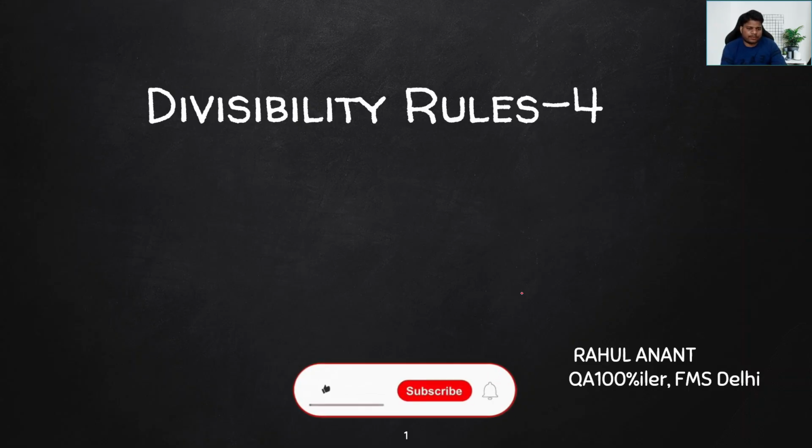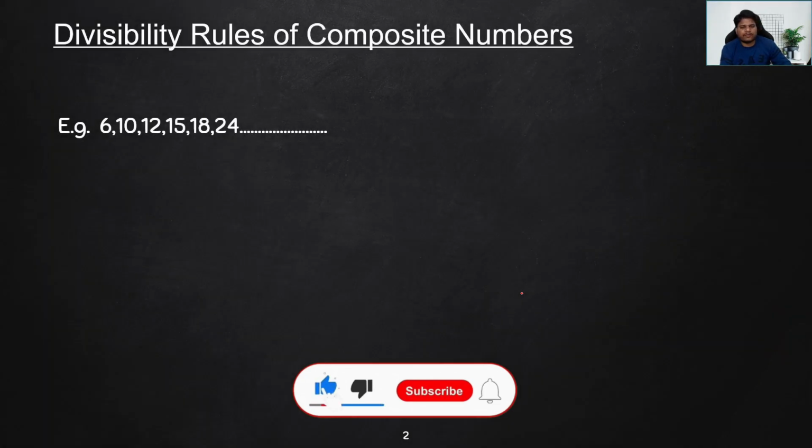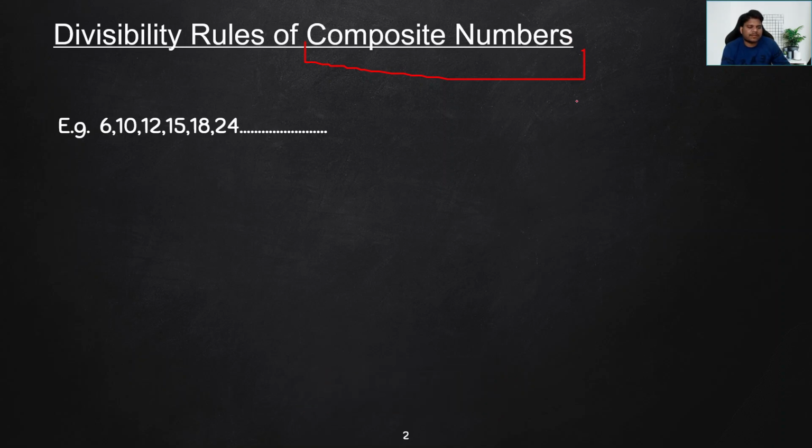This session is for divisibility rules part 4, and we're going to see the divisibility rule of composite numbers. Composite numbers, you all know, are numbers having more than two factors, and composite numbers are of two types: proper and improper.